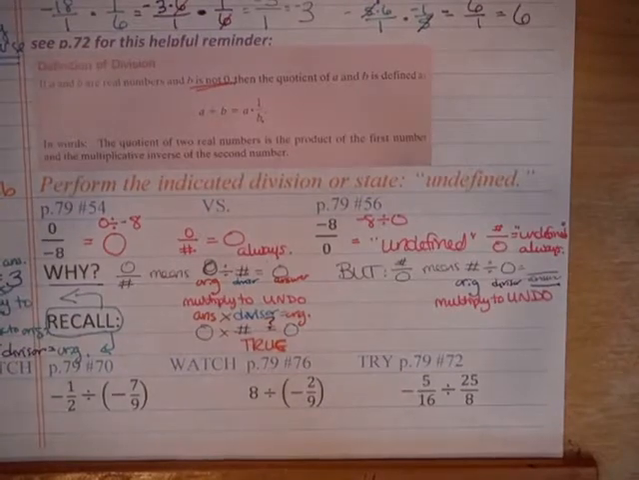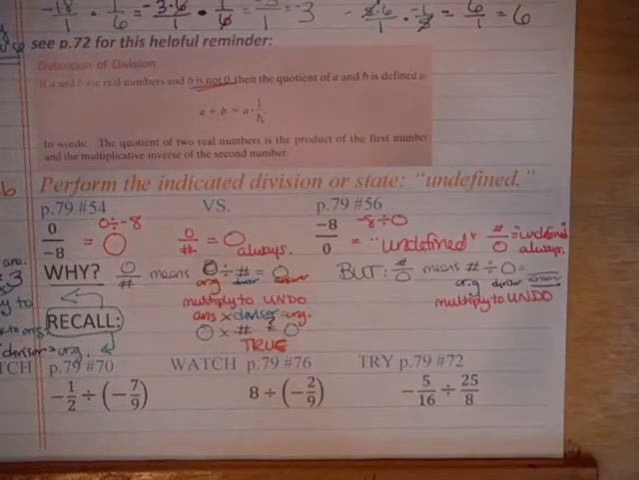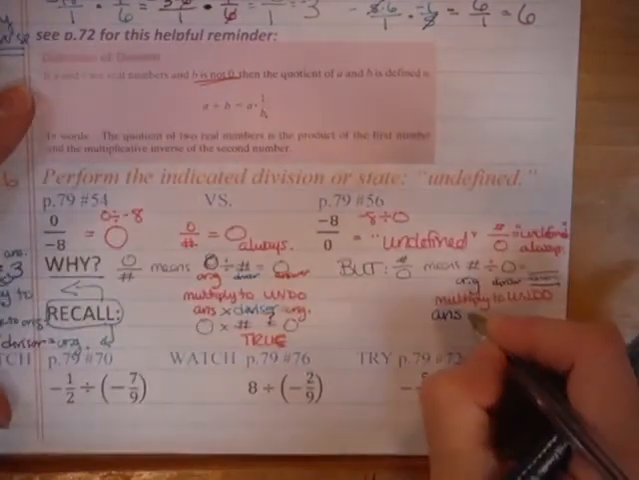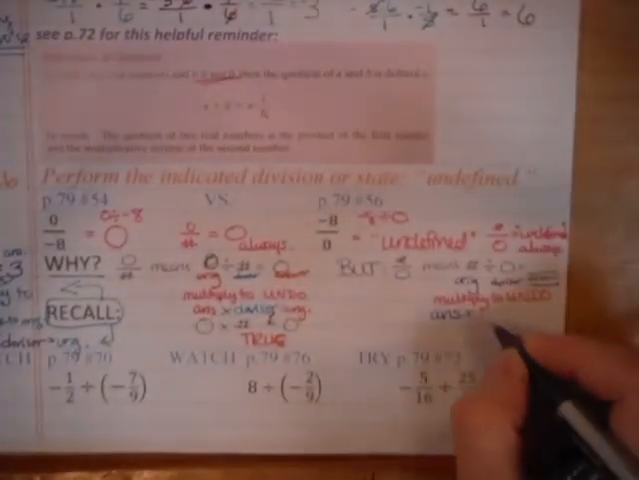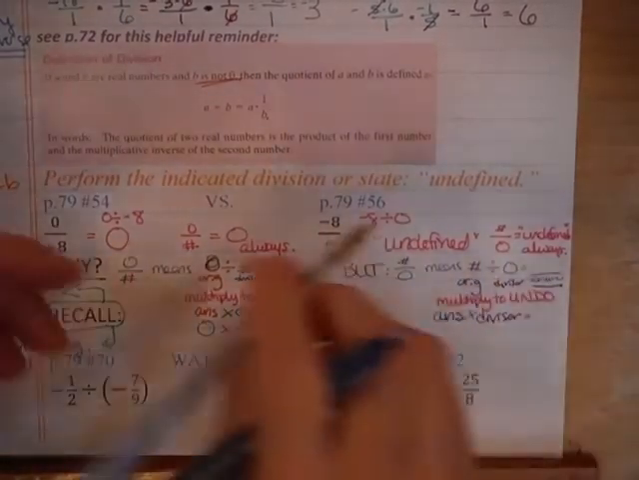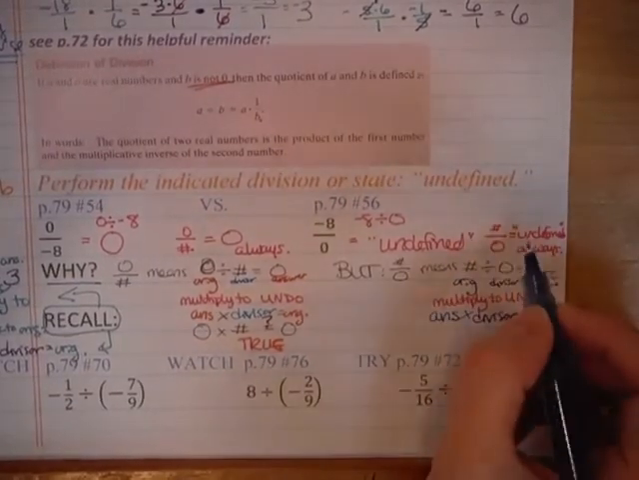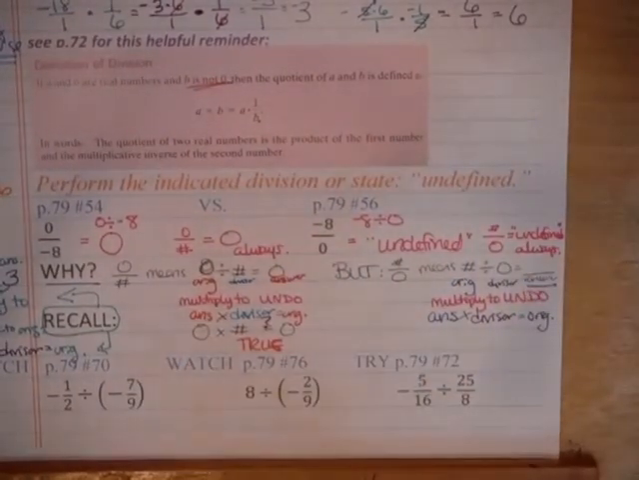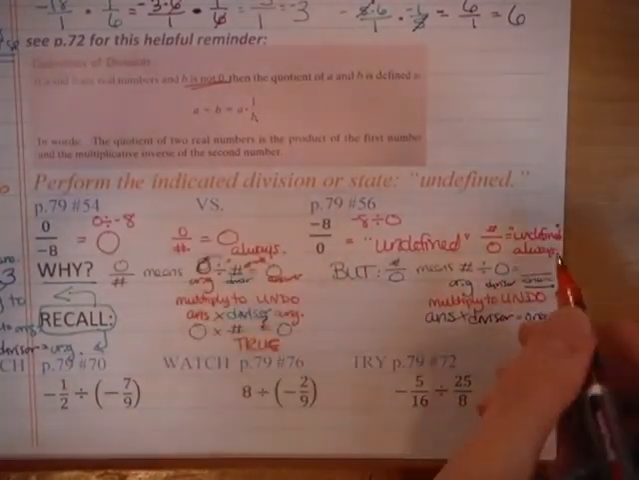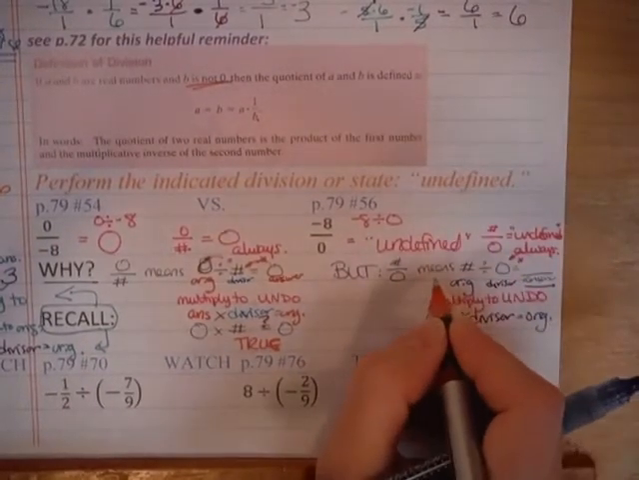Because multiplication and division are opposite operations here. So we've got our answer times our divisor is equal to our original number. So our answer times the divisor, so we have to go backwards. If we can do this over here, answer times our divisor is equal to our original number. Over here, our answer times 0 should be our original number.